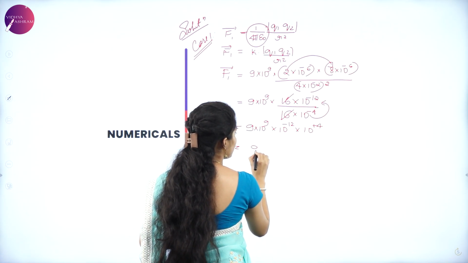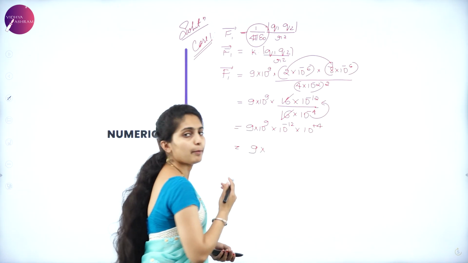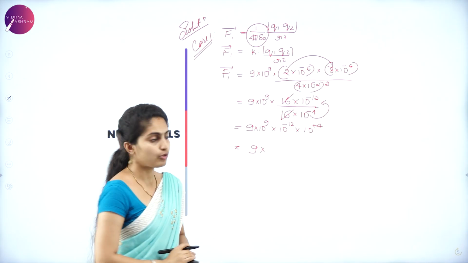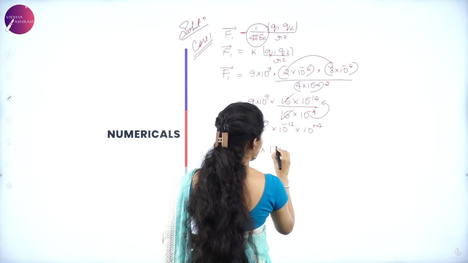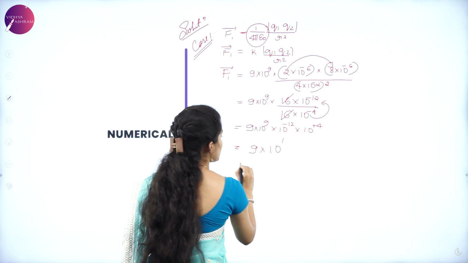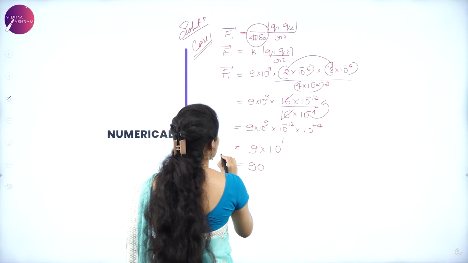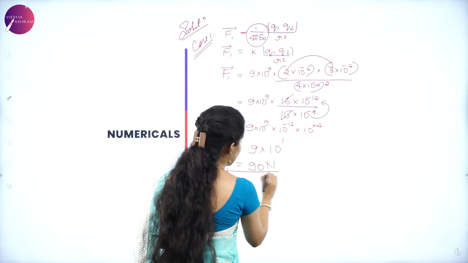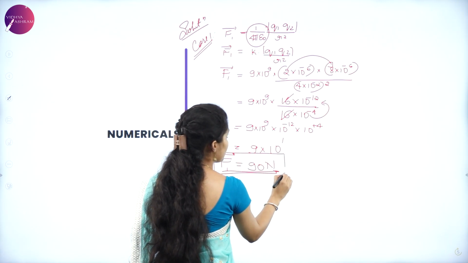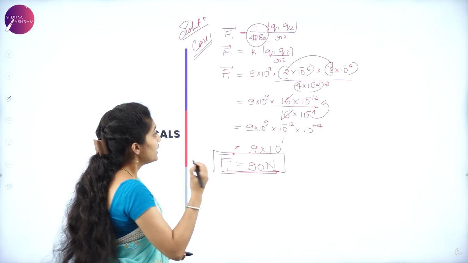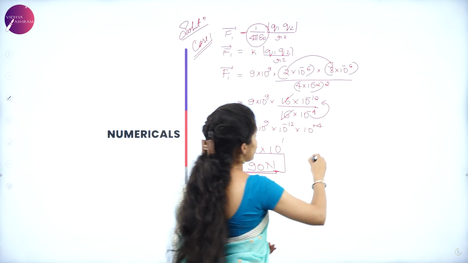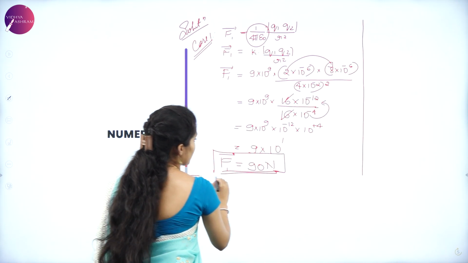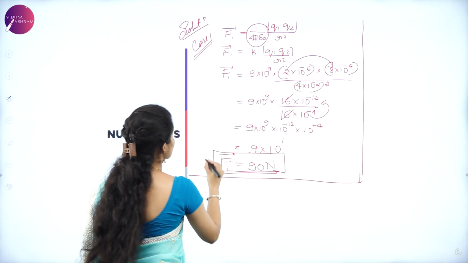So which is equal to 9 into 10 to the power of 9 minus 12 plus 4, which gives you 10 to the power of 1. So you have 10 raised to 1. So 9 into 10 is 90. It is the force that I am calculating. So F1 is 90 Newton. So that is all about your first force. This is your case 1.